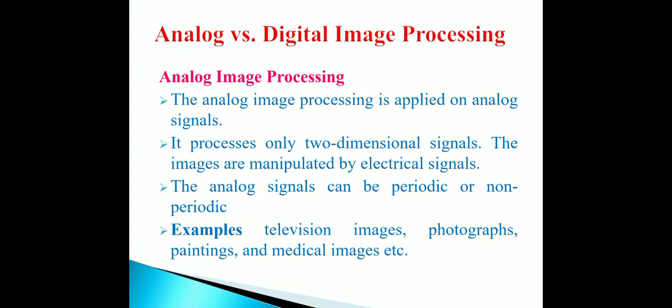We can compare analog and digital images. First of all, what is analog image processing? Analog image processing is applied on analog signals. They are two-dimensional signals, and they can be periodic or non-periodic. For example, television images, photographs, paintings and medical images are analog images.